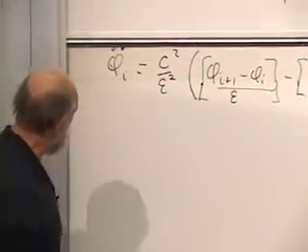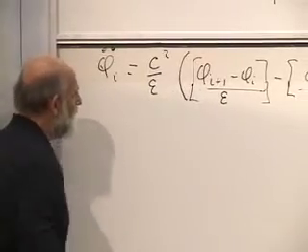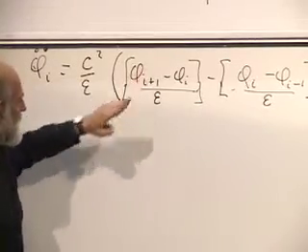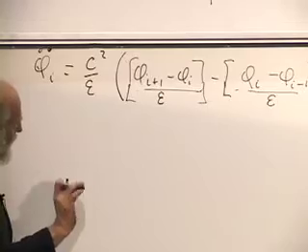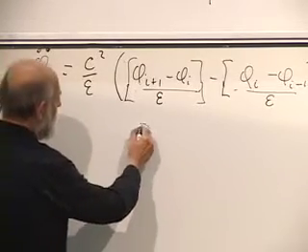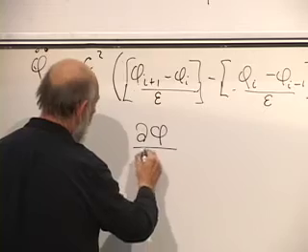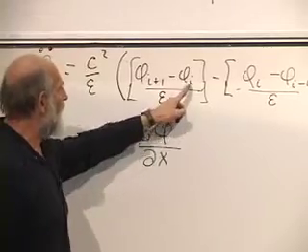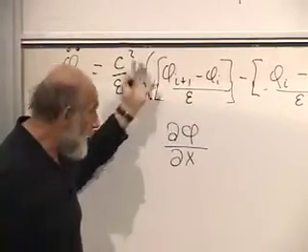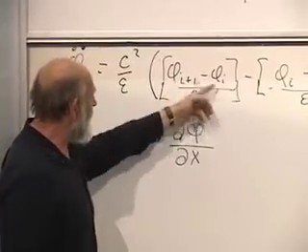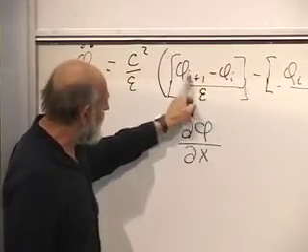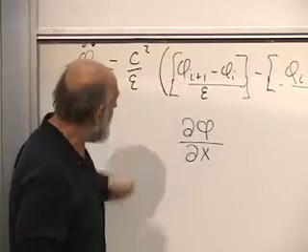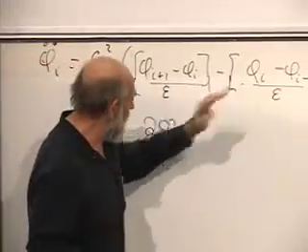I've used up one of the epsilons here by bringing it inside the bracket. What is this going to be? This, in the limit in which epsilon goes to 0, is going to be the derivative of phi with respect to x, but evaluated at a point midway between i and i plus 1. We can think of it that way. It's sort of symmetric between i and i plus 1. You can think of it as the derivative of phi with respect to x, evaluated halfway between i and i plus 1. What about this one here?